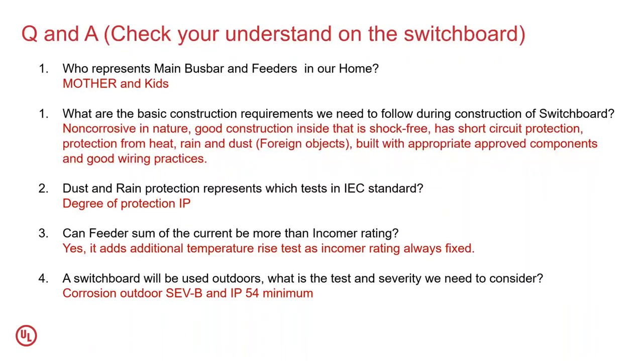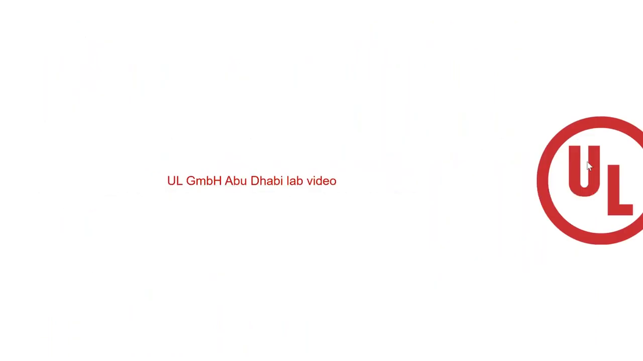Can the feeder sum of the currents be more than the incomer rating? Yes. Because sometimes some other people also earn at home, so that you can increase the pocket money for kids. Okay. Maybe during testing, we need to do an additional test. We'll not discuss that now. A switchboard will be used for outdoor. What is the test we need to consider for severity? Under corrosion, if it is outdoor, severity B, and IP54 minimum we need to consider if it is for outdoor. Okay, just for a quick understanding of the things.